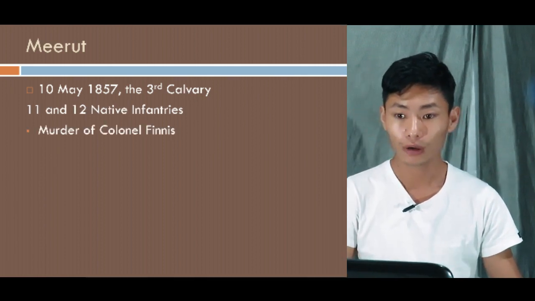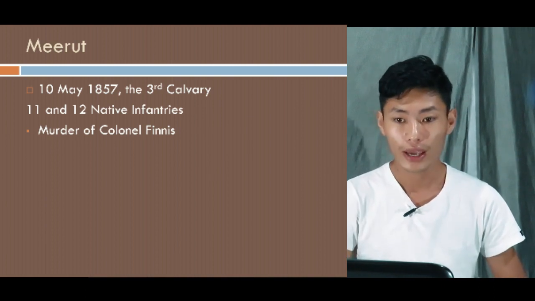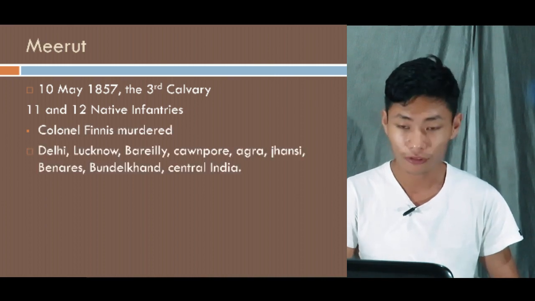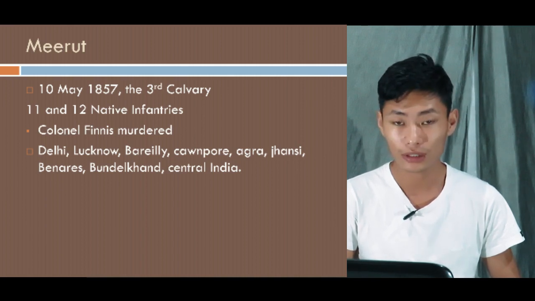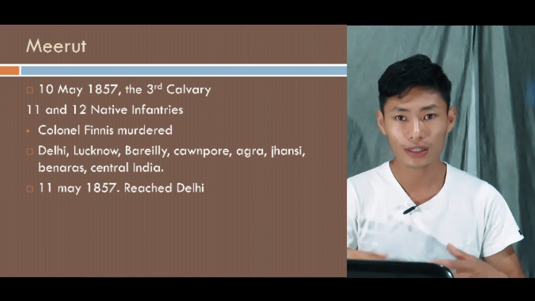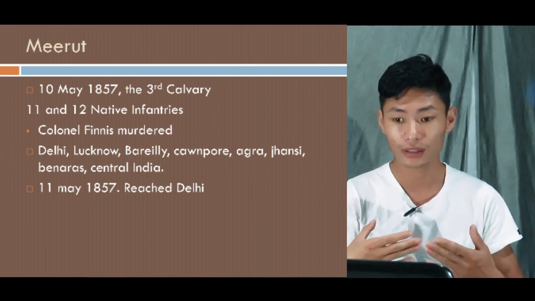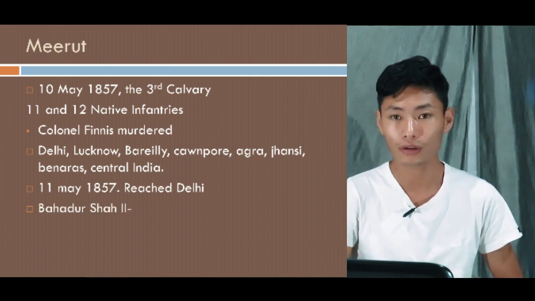Colonel Finnis, one of the English officers from the 11th Native Infantry, was murdered, and soon the revolt spread to many other places, like Delhi, Lucknow, Bareilly, Kanpur, Agra, Jhansi, Benares, Bundelkhand, and Central India. They marched on Delhi on 11 May 1857, and at that time there was not even a single European unit stationed there. So they declared Bahadur Shah II as the Emperor of India.